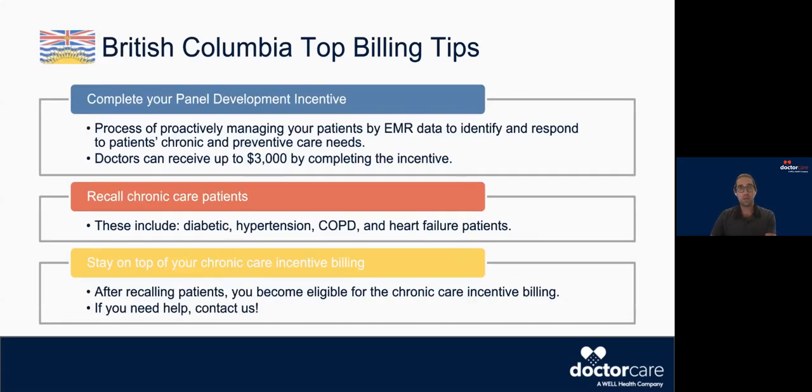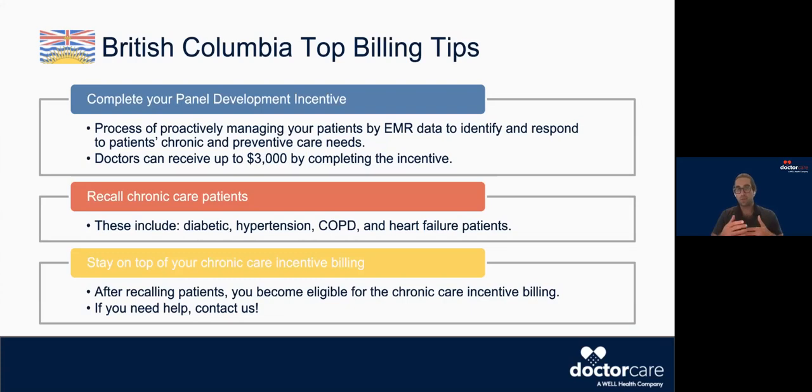And the last province that I'm going to go through is BC. So in BC, there's three things we want to focus in on. First of all is panel development. The BC government gives an incentive for panel development. They'll pay you up to $3,000 to make sure that you have proactively managed your patients through your EMR, using data in your EMR so that you can respond to patients' chronic preventive care needs. So again, we're talking about better patient care, and the ministry is willing to pay you for it because they understand it takes a lot of time.